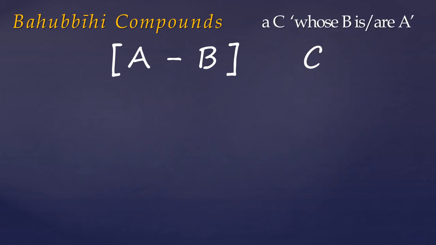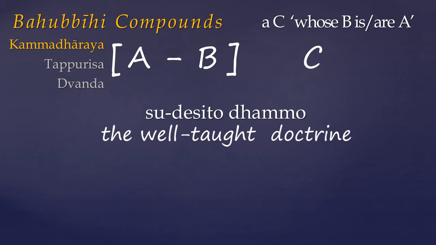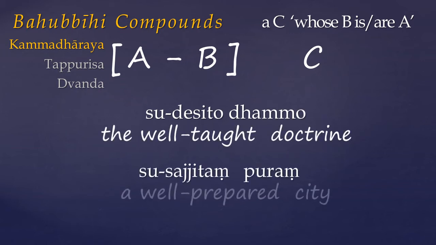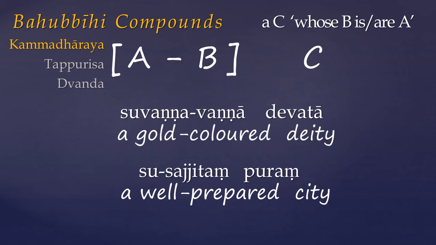Bahubbīhis, then, are not really a type of compound in their own right, but are other compounds used adjectively. The majority are kamadāryas, and where a kamadārya is generally a combination of an adjective plus a noun, when they are used as an adjective themselves, they become Bahubbīhis. And as adjectives, this means that the final member of the compound must sometimes change gender in order to agree with the word being qualified.